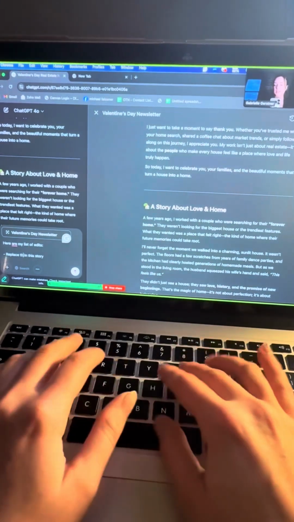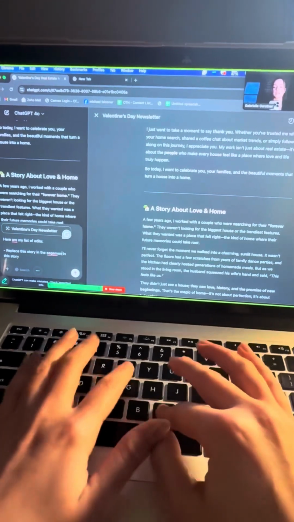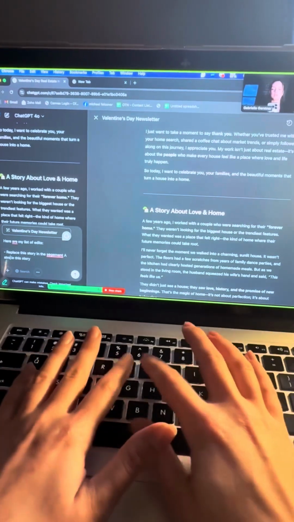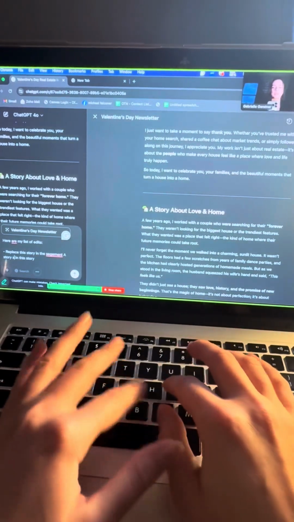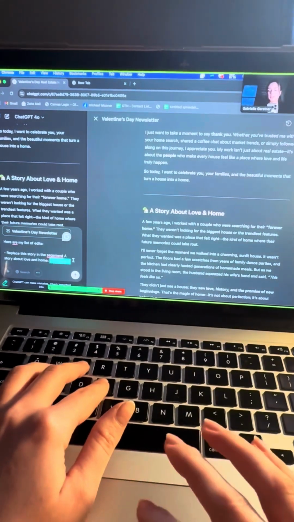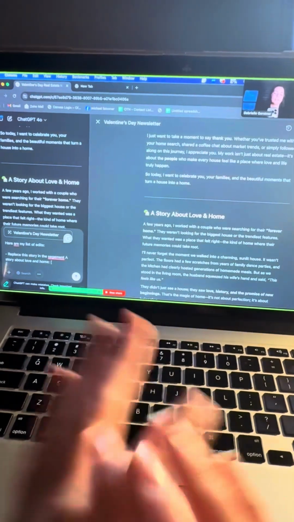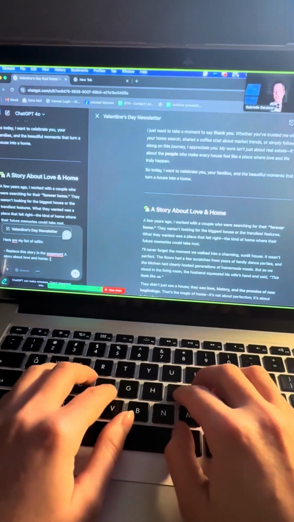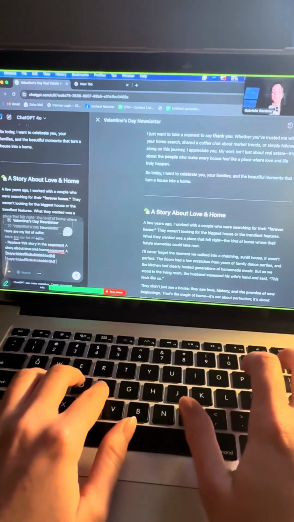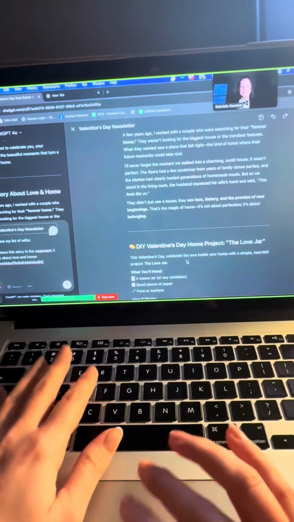Replace this story in the segment, and then I'm going to put in the subtitle a story about love and home. And then I'm going to put that little dot, and then a little parenthesis. I'm going to put in my little story that I actually want to use. So if you actually had a buyer or a seller that had a great story, I'm going to put that in there. Great. Love it. Amazing.